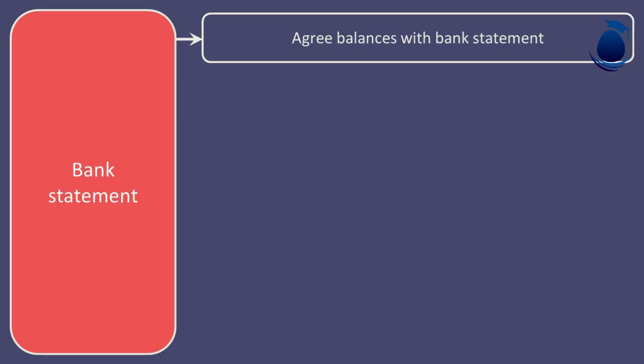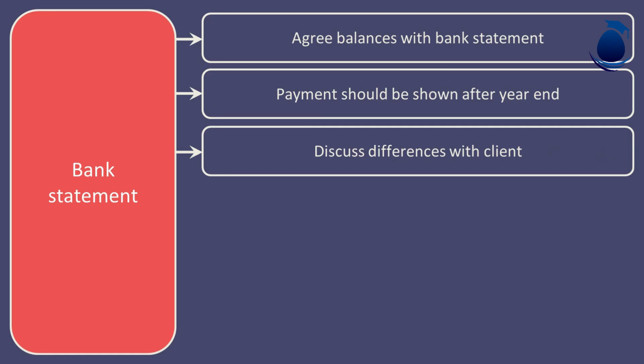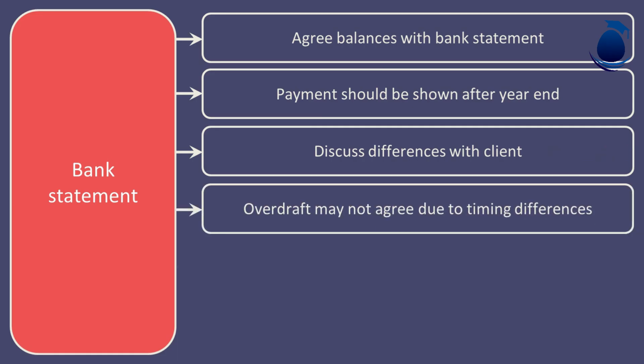Agree each of these balances to the bank statement, as the payment should be shown after the year end. If not found, or if it does not agree, the difference should be discussed with the client. The only exception is the bank overdraft. This may not completely agree with the bank statement, as there may be timing differences.